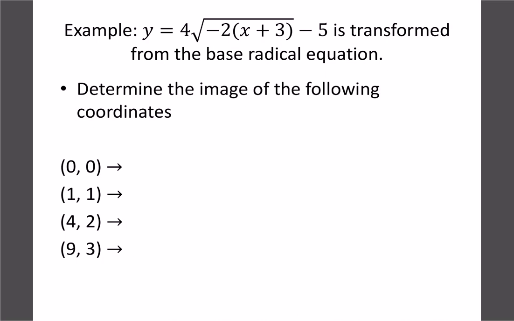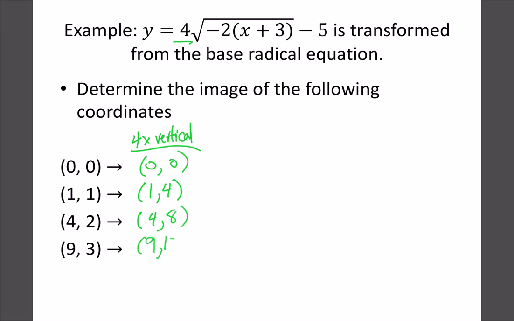So now let's go back and actually translate these. So the 4 in the equation means we're doing a 4 times vertical stretch. So that means we're actually just timesing the y coordinate by 4. So we can just do that with each coordinate. So 0 times 4 is still 0, 1, 4, 4, 8, and our last one will be 9, 12. We times each y coordinate by 4.